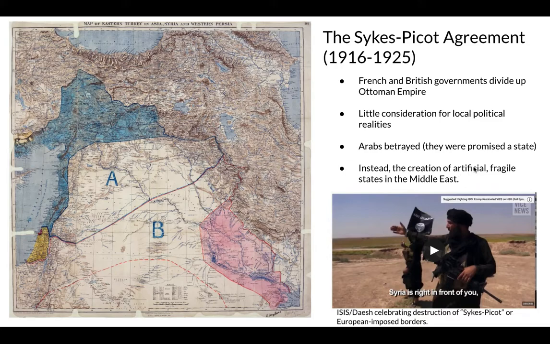Now, I'm going to show you a quick video of ISIS or Daesh, where they come to the border of Iraq and Syria, and they destroy it. And it was a very kind of symbolic point for them because they felt that these territories were Western imposed. They were European imposed state boundaries.